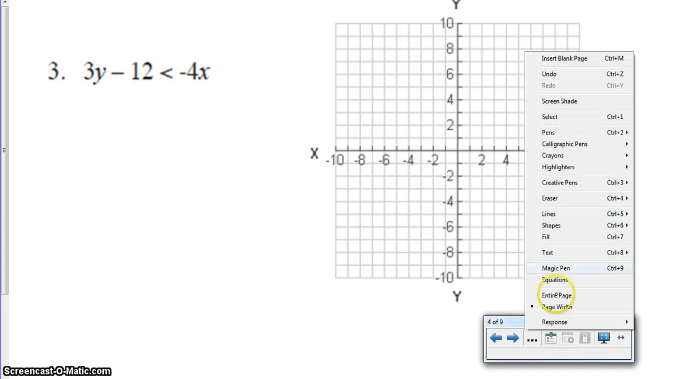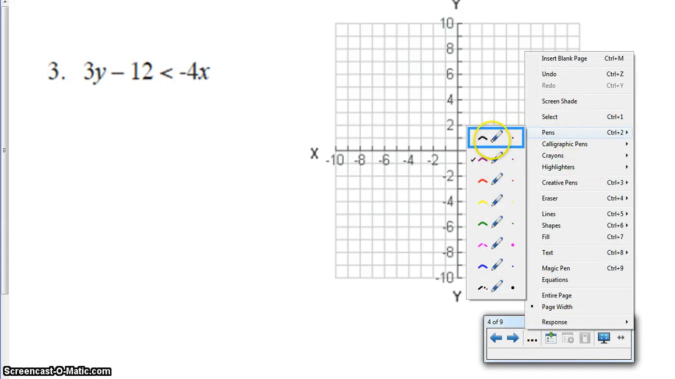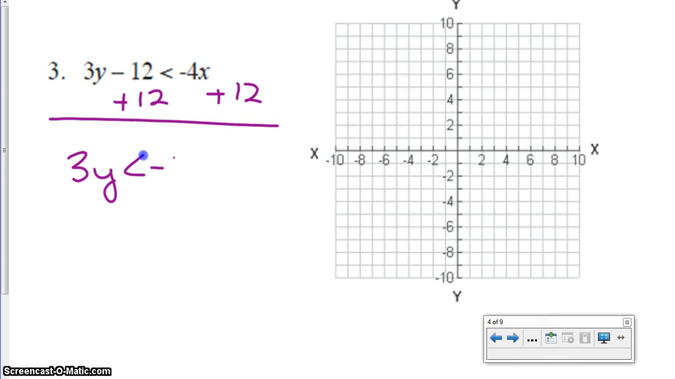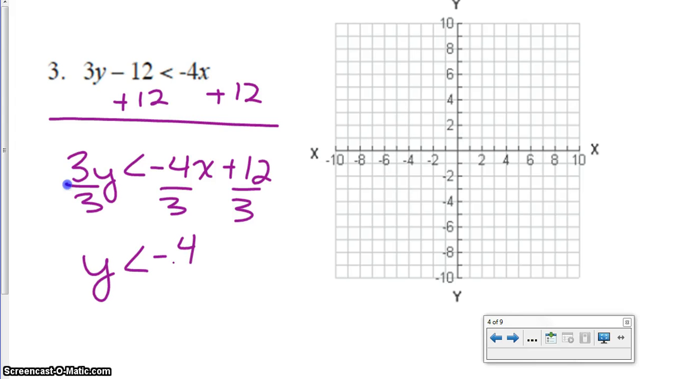Okay? All right, welcome back. Let's see if you did this. Mrs. Rose would add 12x to both sides, and she would get 3y is less than negative 4x, positive 12. Divide everything by 3. I would get y is less than negative 4/3 x plus 4, and remember that's my slope. I go to 4, the intercept, down 4 over 3, down 4, 1, 2, 3, 4 over 1, 2, 3.